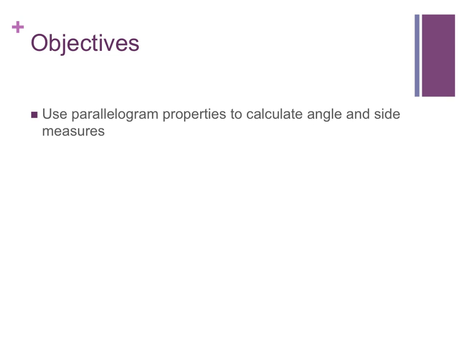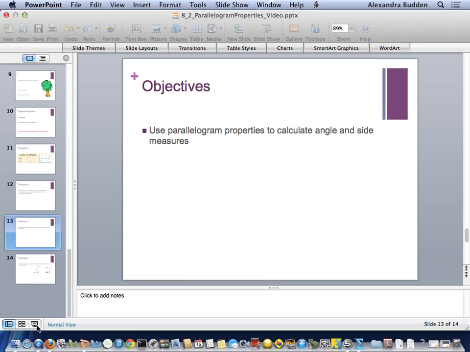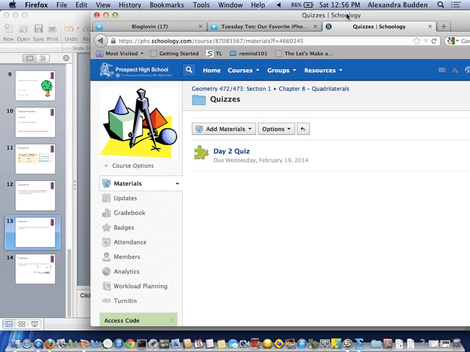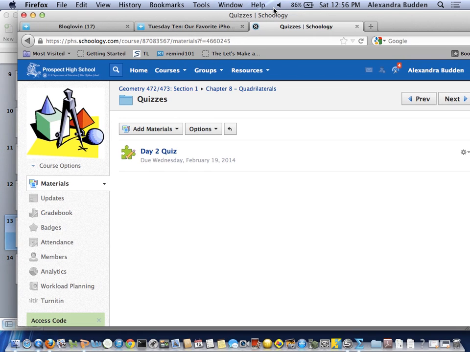Okay, so today we used parallelogram properties to calculate angle and side measures. We're going to continue that in class. What you need to do before tomorrow is go on to Schoology and take the Day 2 quiz. You can find it under Chapter 8. It's only 2 problems. It's one about parallelograms and then one problem that's review of midpoint, distance and slope. So this must be taken by class on Wednesday.